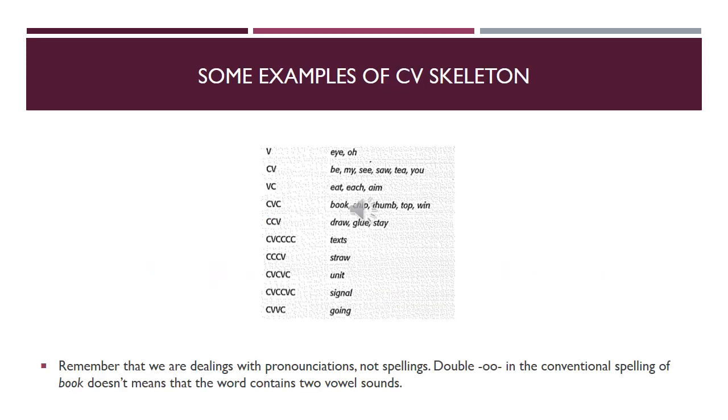Here you will look at some more examples of the CV skeleton. Look at it first. Remember that we are dealing with pronunciations, not spellings. So the double O in the conventional spelling of book doesn't mean that the word contains two vowel sounds. Like you can see for yourself in that image, the word book consists of CVC. Why is that? Well, because of the explanation that I told you in the last slide.